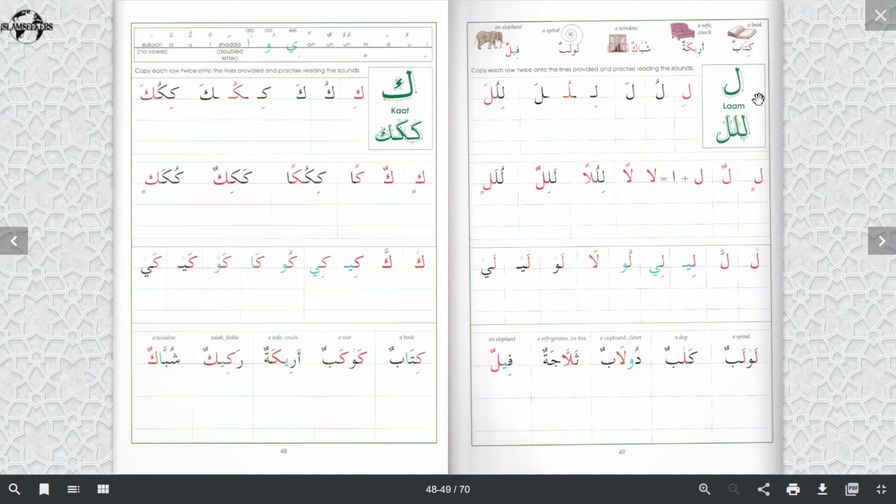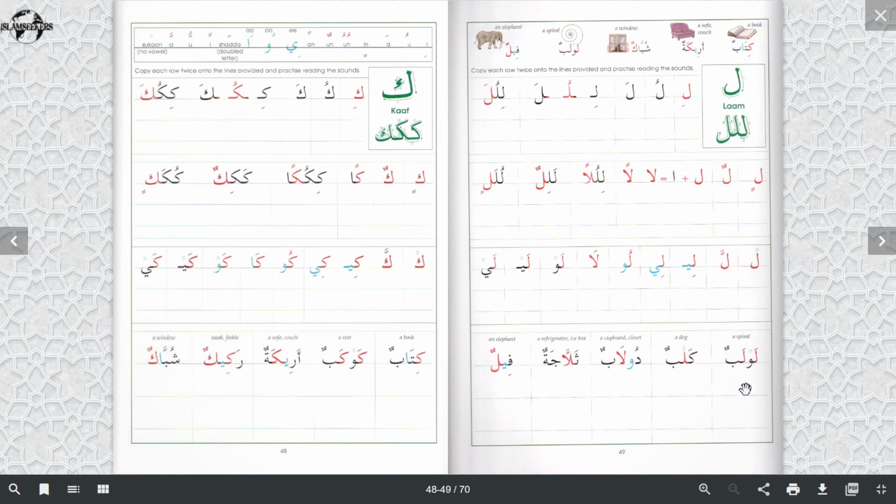Page 49. The letter Lam. Line 1. Li lu la. Li lu la. Line 2. Lin lun lan. Li lu lan. La li lun. Lu la lin. Line 3. L la. Li. Li. Lu. La. Lau. Lay. Lay.